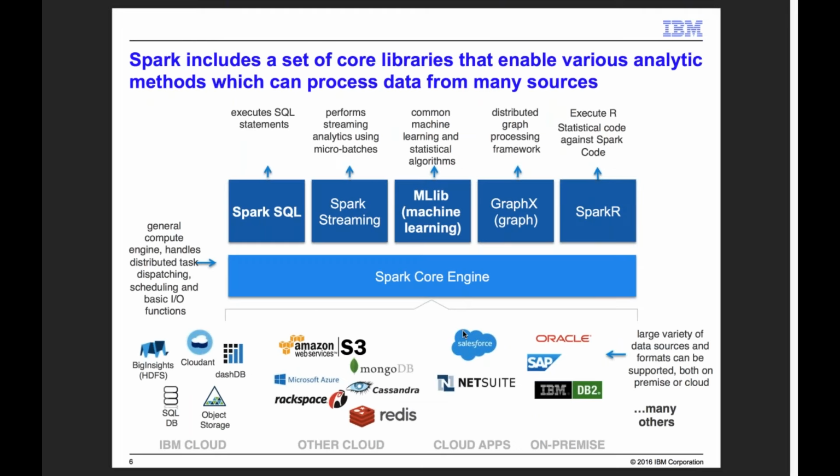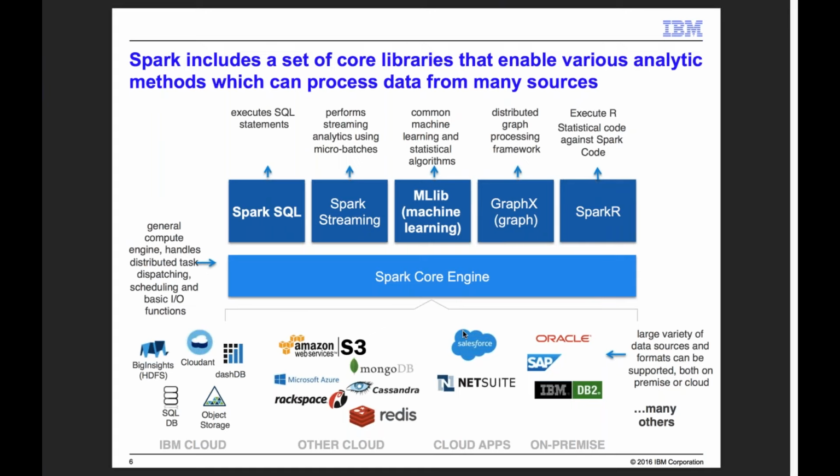If you look at what Spark is, it mainly has a core engine that can connect to many data sources or data storage mechanisms. It can connect to BigInsights, Cloudant and dashDB, Redis, Cassandra, MongoDB, Salesforce. So it can connect to any data source. On top of it, you can use Spark SQL, Spark Streaming, machine learning, GraphX, and Spark R packages to build your applications and do your analytics.